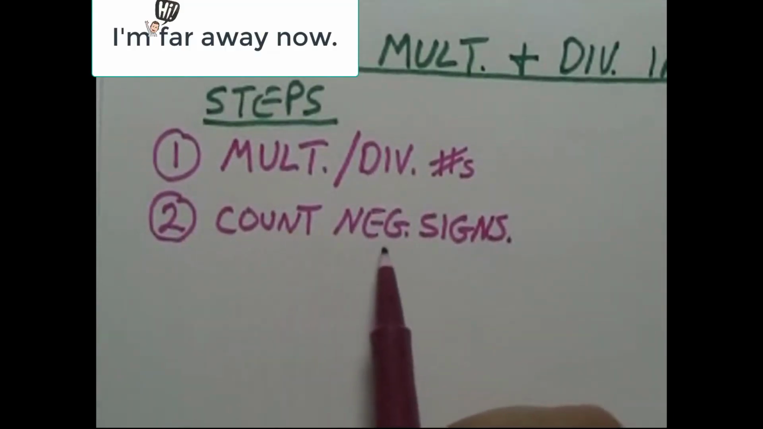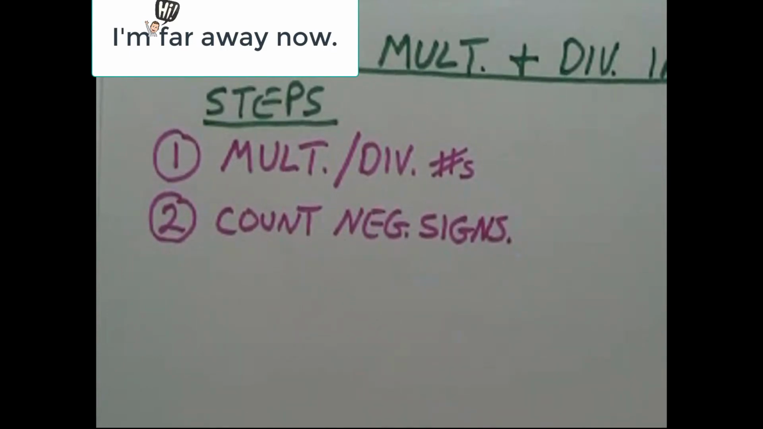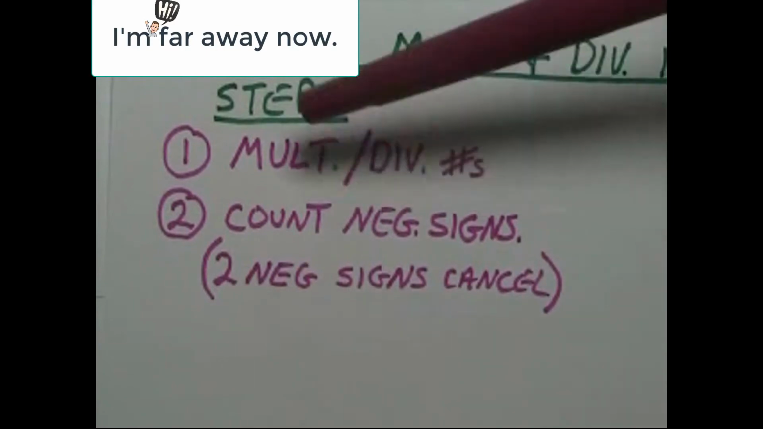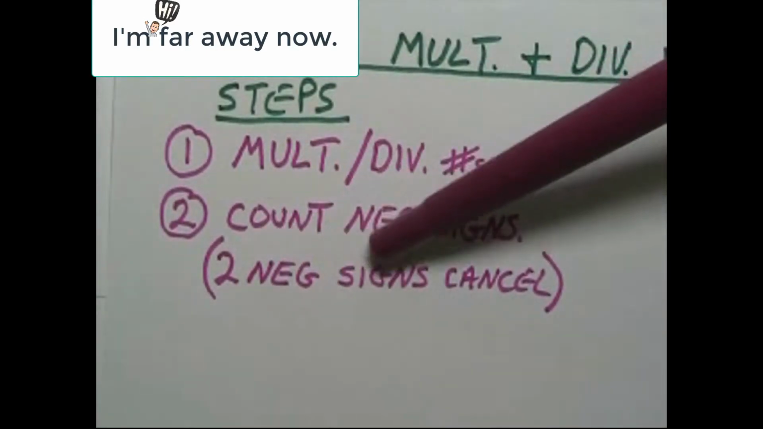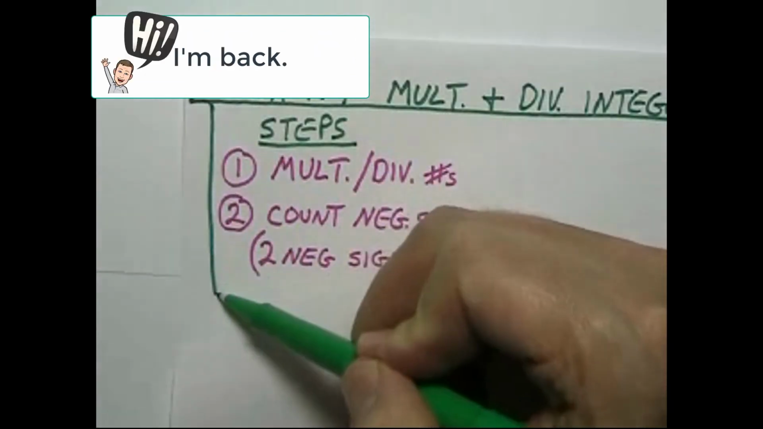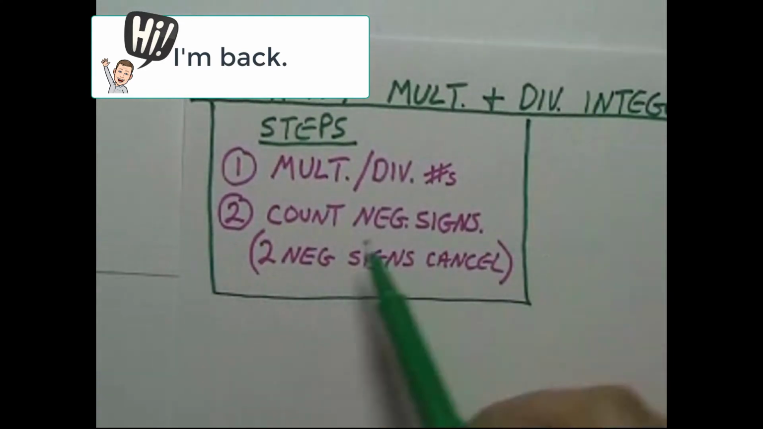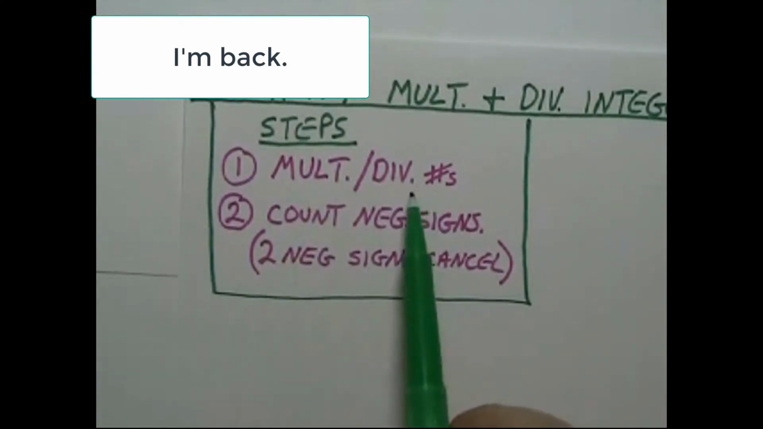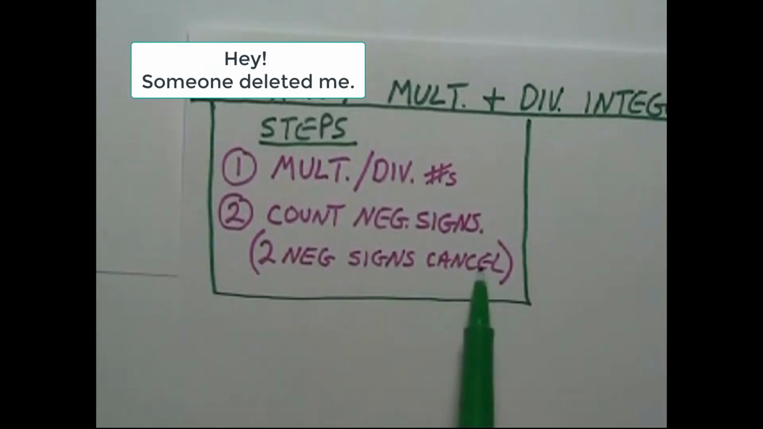The second step is to count the negative signs. And what you have to remember is that two negative signs cancel. Two negative signs cancel each other. I'll just box that in. And these are our steps: multiply or divide the numbers, then count the negative signs. Two negative signs cancel.